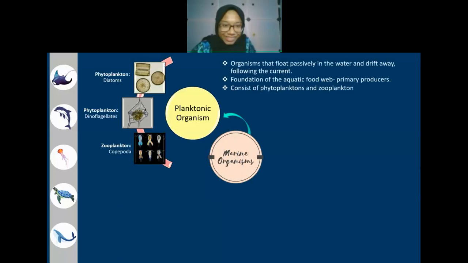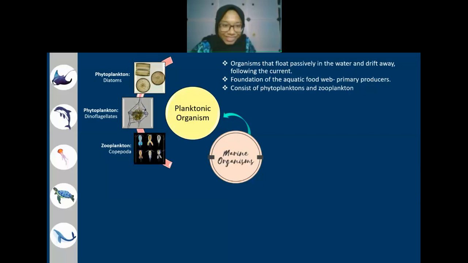Next is the marine organisms. First we have the planktonic organisms. Planktonic organisms are organisms that float freely with the water current. They are the foundation of the aquatic food web. They are also known as primary producers, and they consist of phytoplankton and zooplankton. For planktonic organisms, we can see there are diatoms, dinoflagellates, and copepods.